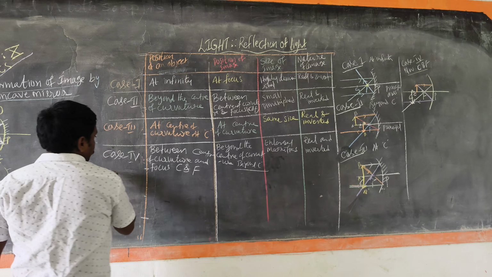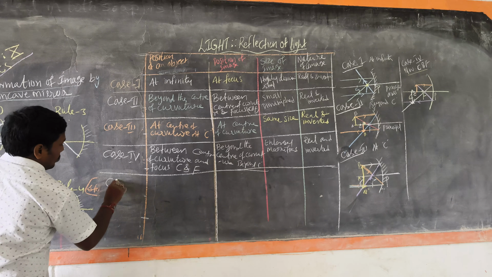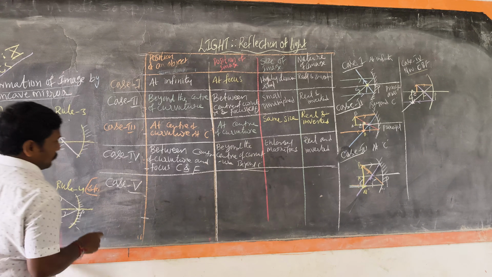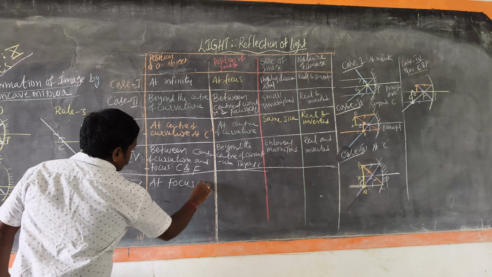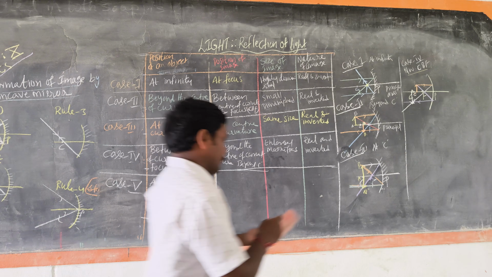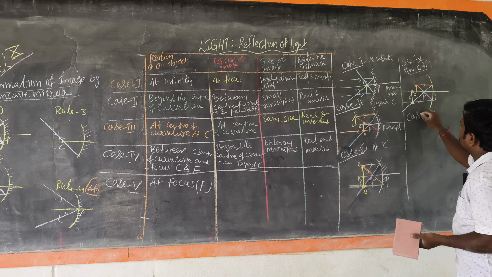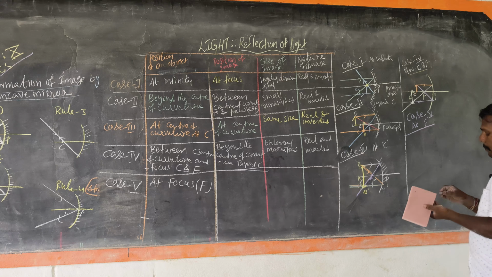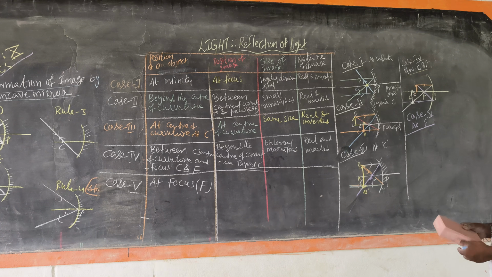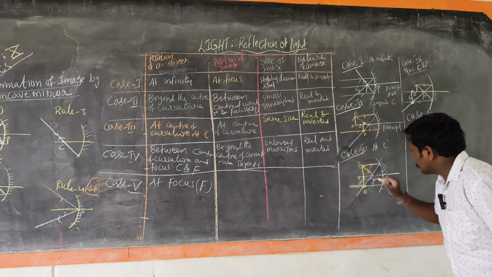Then case 5, at the focus. At F. Case 5 at F. What happens if the object is placed at the focus? So here C is the center of curvature.